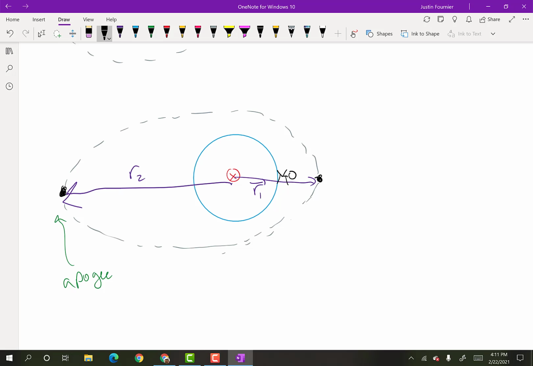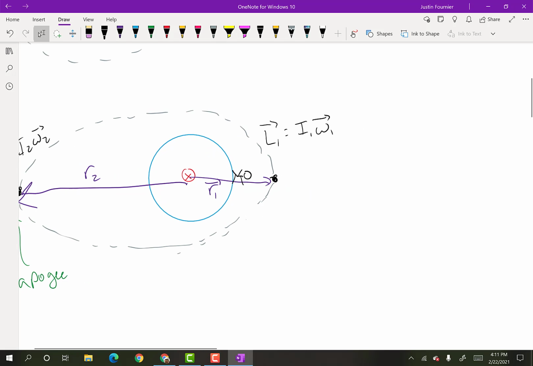What they're saying here is to assume that the angular momentum is conserved. So here's the first angular momentum, L1, which is equal to I1 omega 1. When it goes over here, the moment of inertia is going to increase for this object because the mass is further away from the axis of rotation. This is the axis of rotation here. So this is L2, which is I2 omega 2. They're saying assume the angular momentum is conserved, so the angular momentum at 1 equals the angular momentum at 2. That means I1 omega 1 is equal to I2 omega 2.